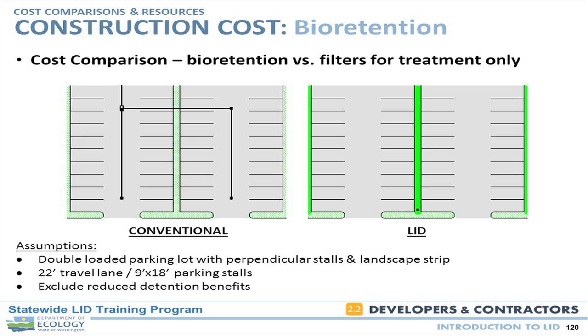I even excluded the flow control benefits in this case for doing this cost comparison. This site happened to be favorable for infiltration, and so those benefits are excluded because I wanted to really be focused on just the stormwater quality treatment.